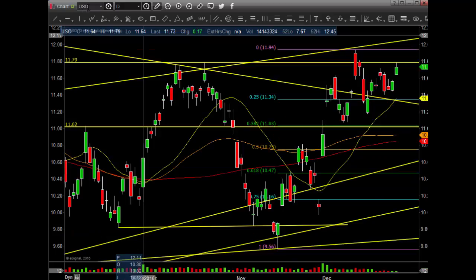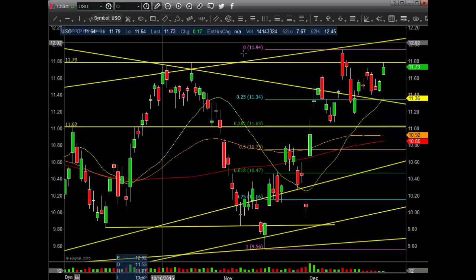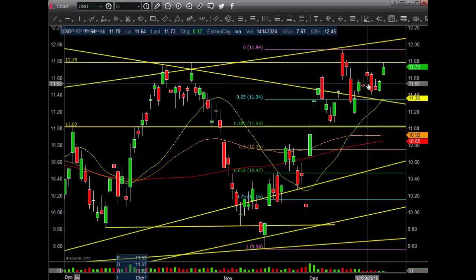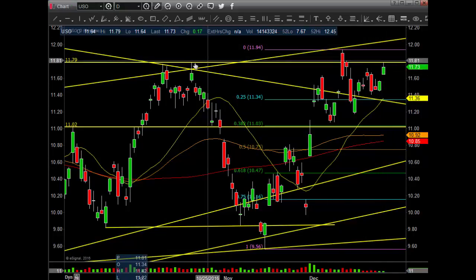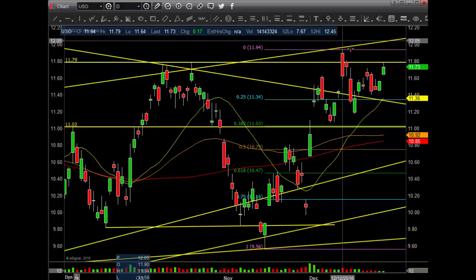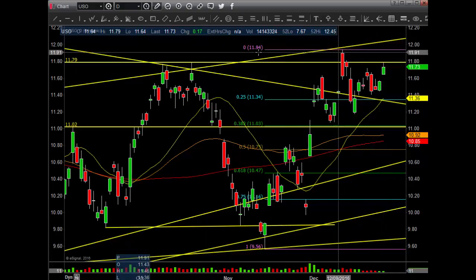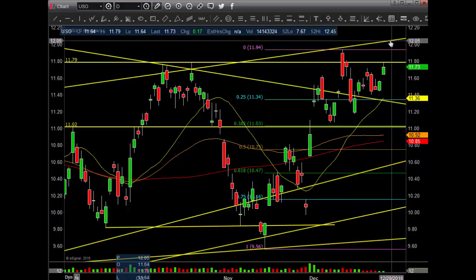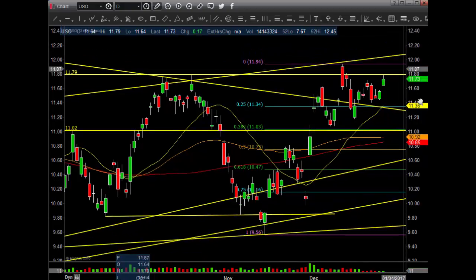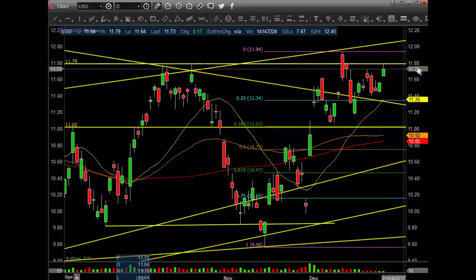From that, USO, same thing, daily chart. Nothing wrong above the MAs, strong stance. Still need to get above the 11.79, then the $12 area up in here. 11.94 was the last high pivot, so it needs to get above that, above this line. Then I wouldn't rule out, I think we have an area around 12.50 or so.